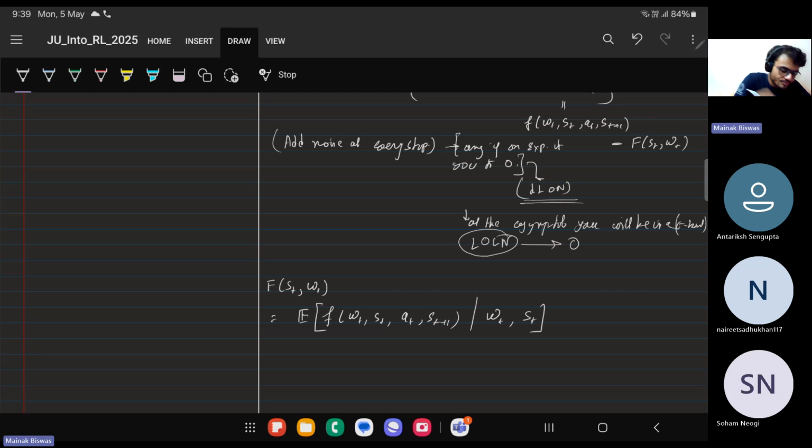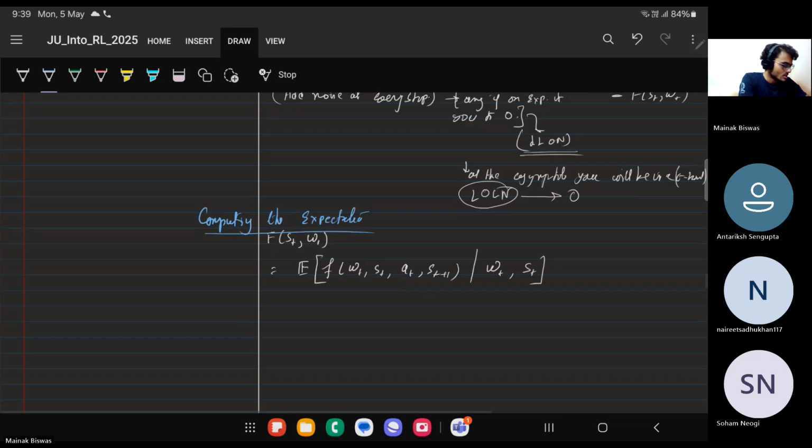Any questions? So we are computing the expectation. Help me out with this. This is the practice that I was talking about. Now we'll have to practice the expectation. Anyone? Tell me, what will this be?